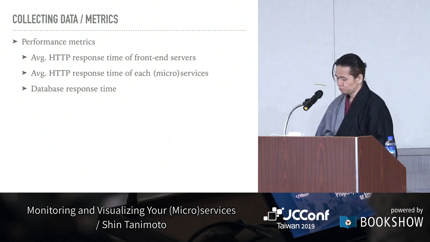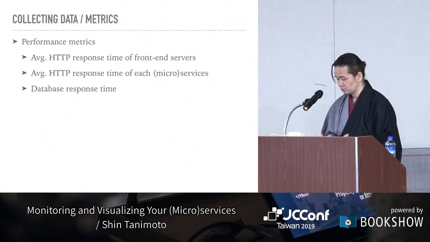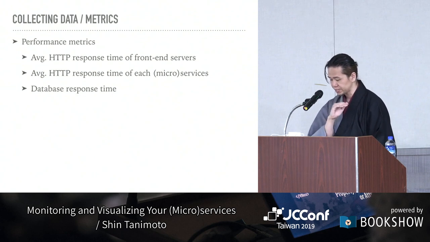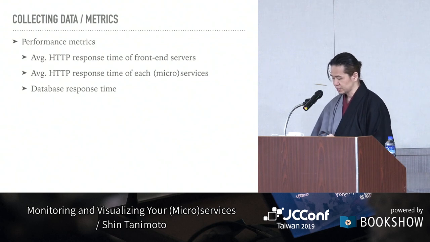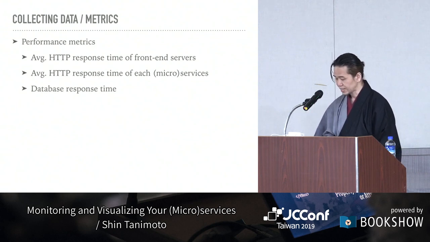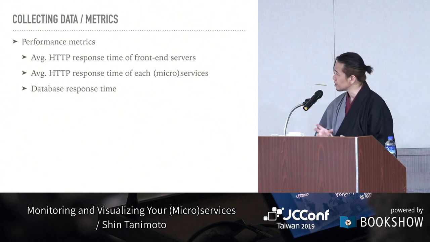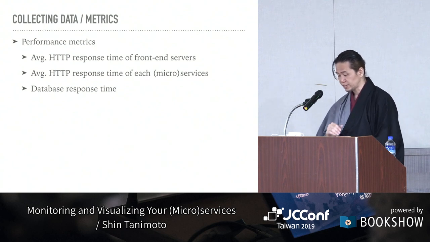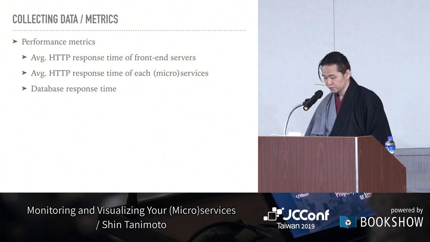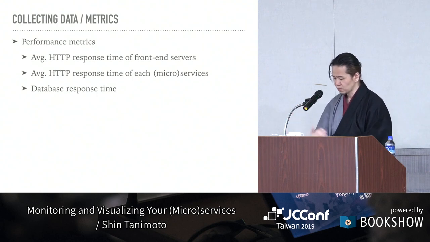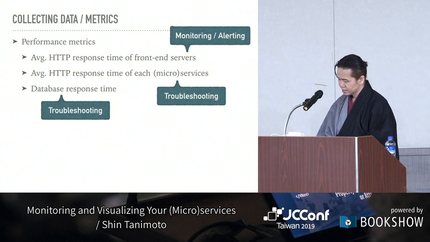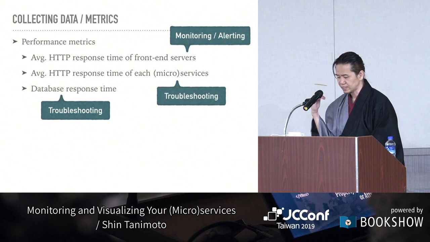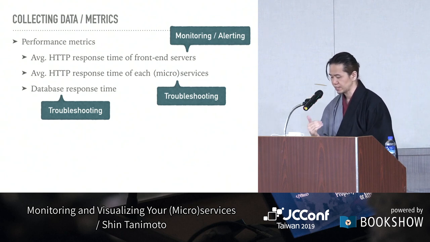And there are metrics about performance. For performance metrics, front-end web servers that are accessed by users are particularly important. Their response time should be monitored so that the user does not feel slow. On the other hand, the response time of the underlying microservices is less important. Because microservices may be running asynchronously, if one of the synchronous microservices is slow, the front-end server will also be slow. So in this respect, the response time of the front-end web server is subject to monitoring and alerting.